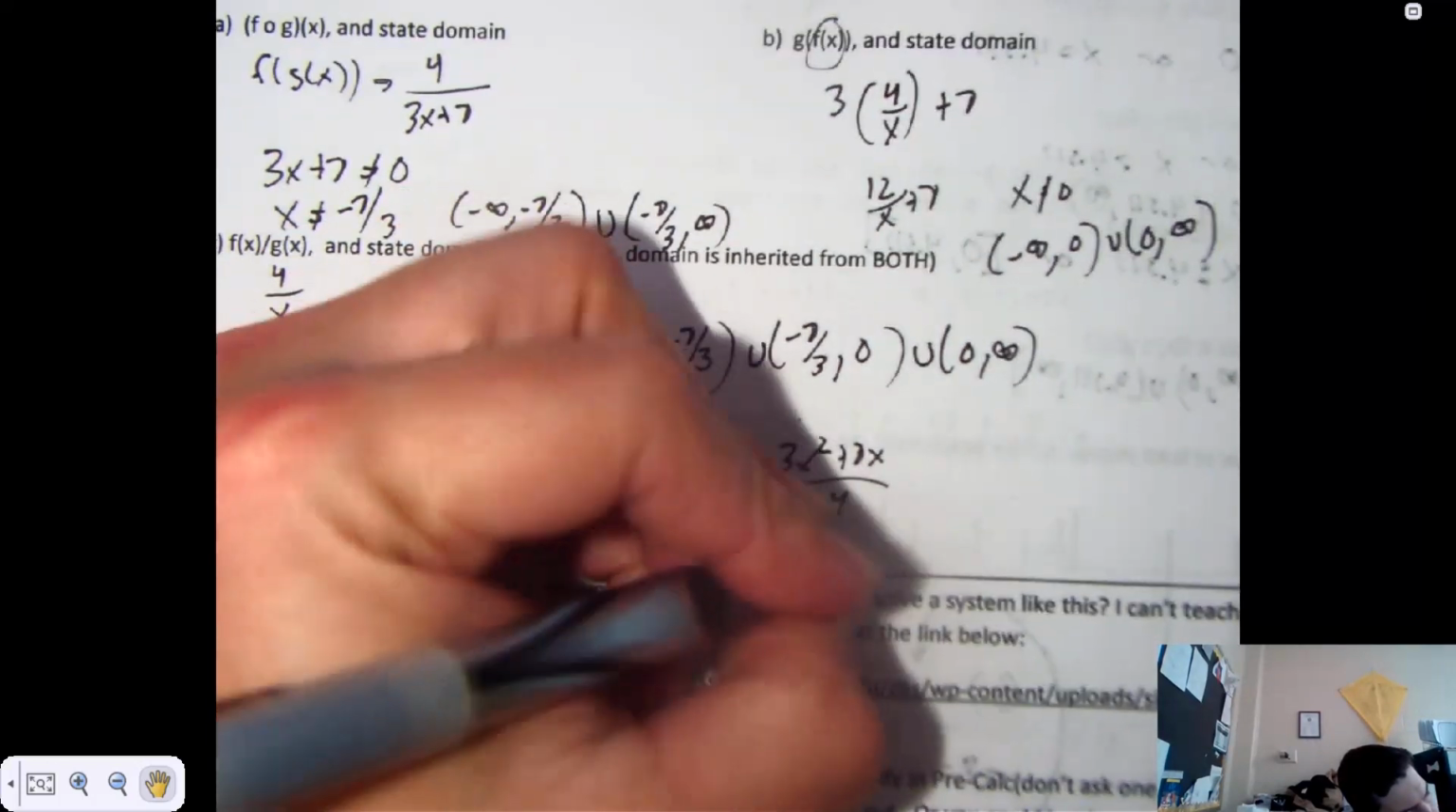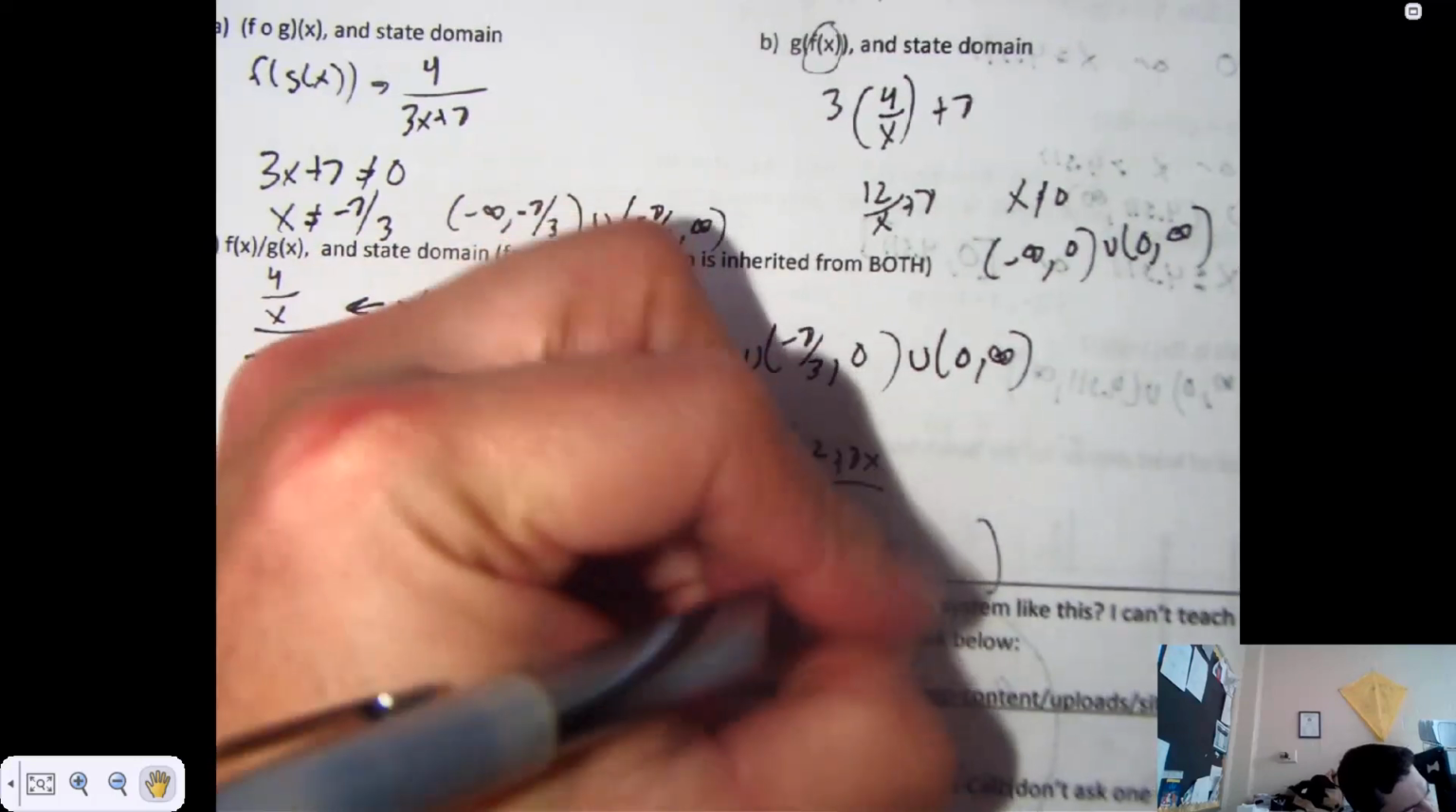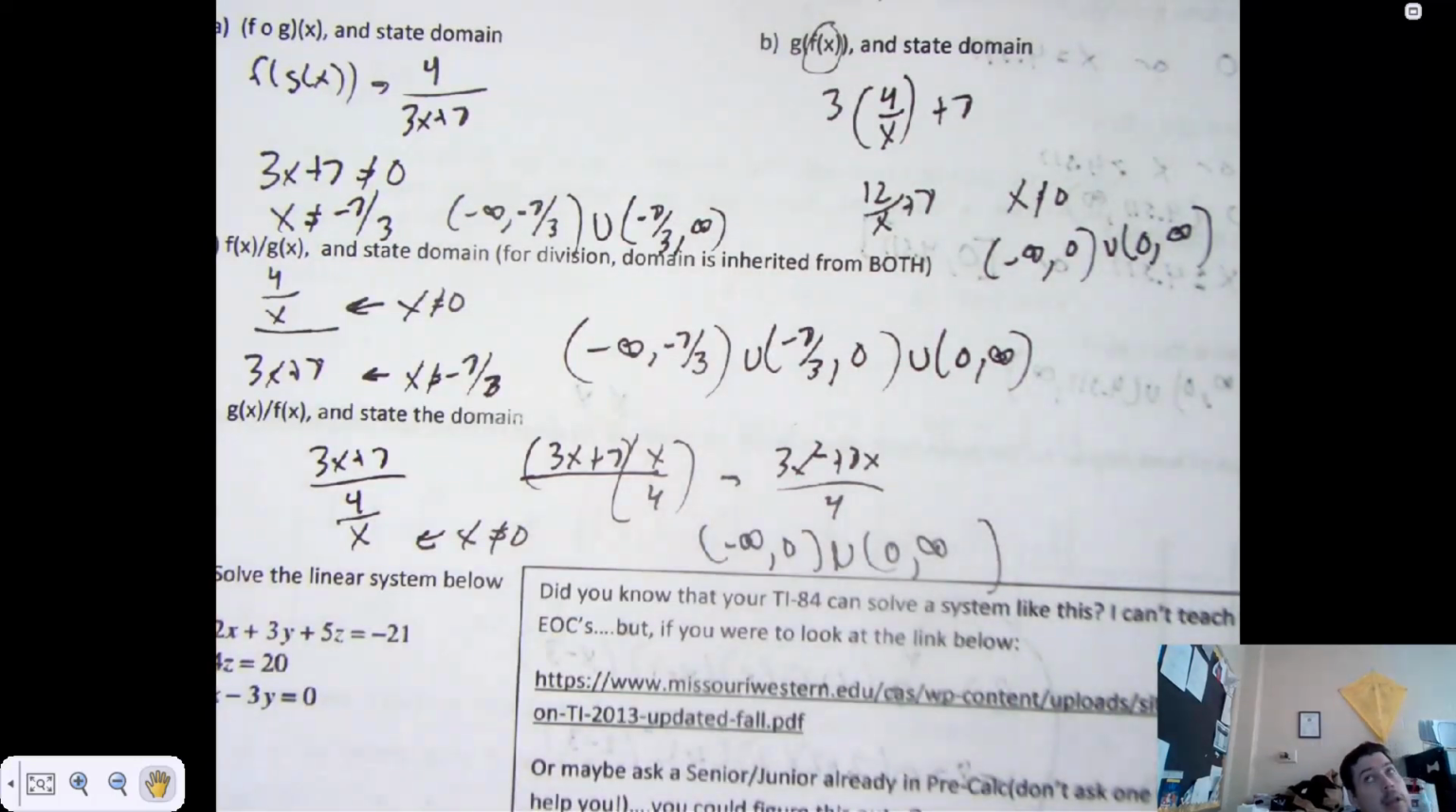So anyways, what's the interval for this thing? Negative infinity to 0, 0 to infinity. And I will go over the rest of it tomorrow.